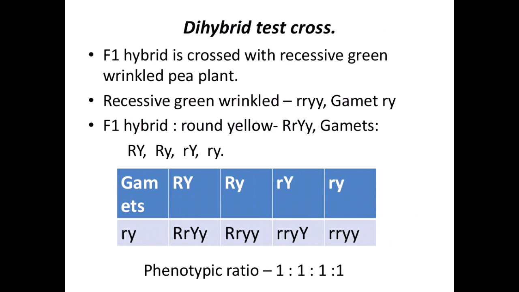Dihybrid test cross. The F1 hybrid is crossed with the recessive green wrinkled pea plant, small r r y y. Gametes are ry. In the F1 hybrid, 4 types of gametes are formed, as shown in the picture, and the phenotypic ratio of the dihybrid test cross is 1:1:1:1.